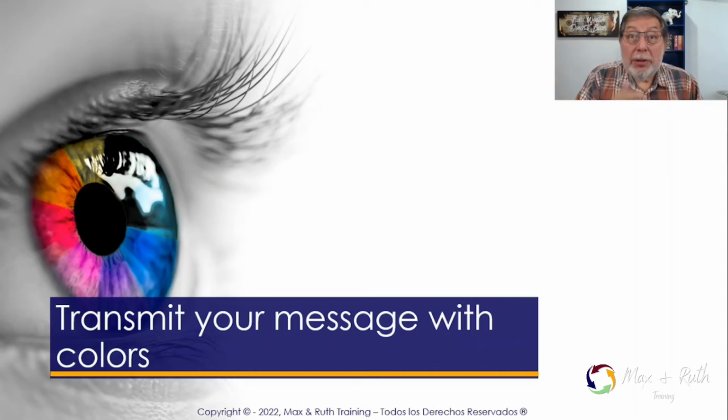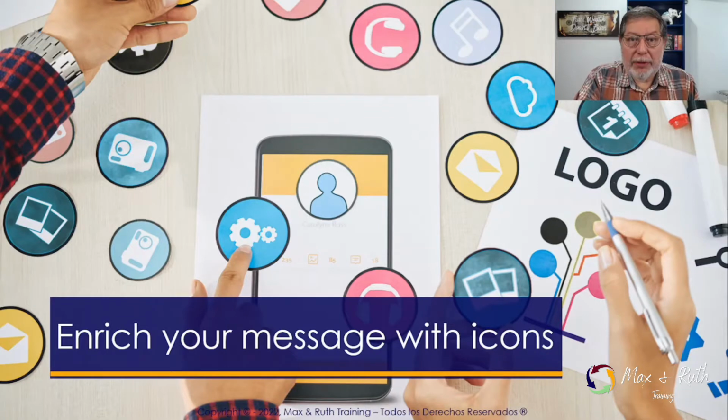So don't underestimate the power of colors. It's very important that you use colors to transmit your visual message. Another thing that is important is the use of icons. The human brain processes images 60,000 times faster than text. And there are different icons that are universal to all people. So if you can use them, you can empower your visual message.